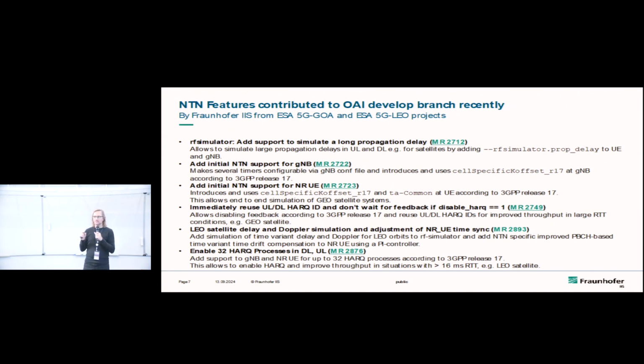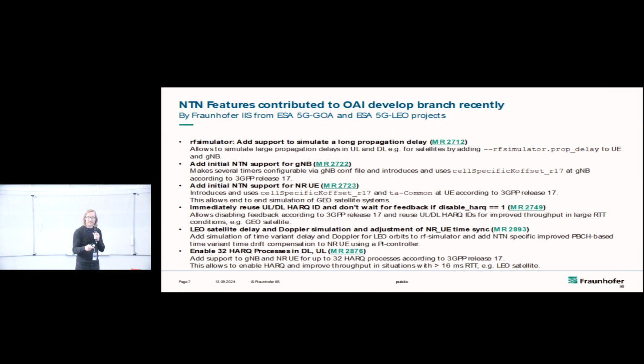I added support to simulate two of the biggest impairments for LEO satellites. This is the time variant Doppler. This is changing when the satellite is passing over. Initially it's a very big Doppler, then it's going very shortly to zero Doppler, and then going to a very negative Doppler. Similar to delay: very big delay, small delay, big delay again. Yes, these things are now being simulated in RF Simulator.